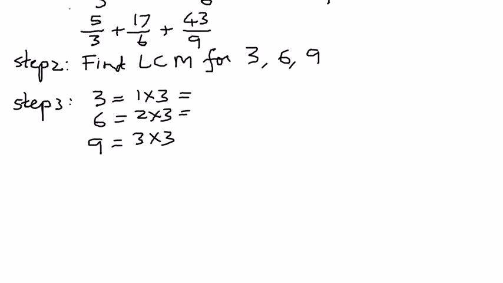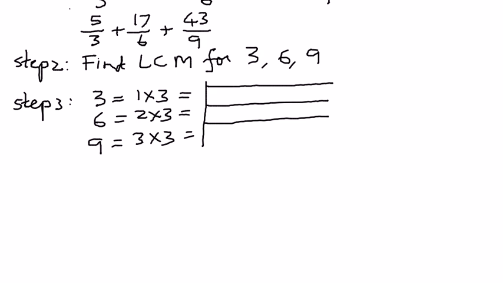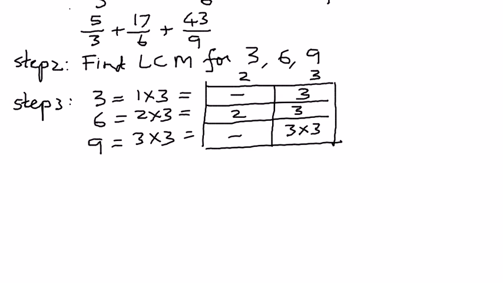So if we were to draw a box for ourselves and put these values in here, we can then circle the highest power of the prime factors. So we'll write a 2 box and a 3 box like that. In the 2 box, for 3 there is no 2, there is only one 3. For 6, there is one 2 and one 3. And for 9, there are no 2s, there are two 3s. Now we are ready to circle the highest power of the prime factor.